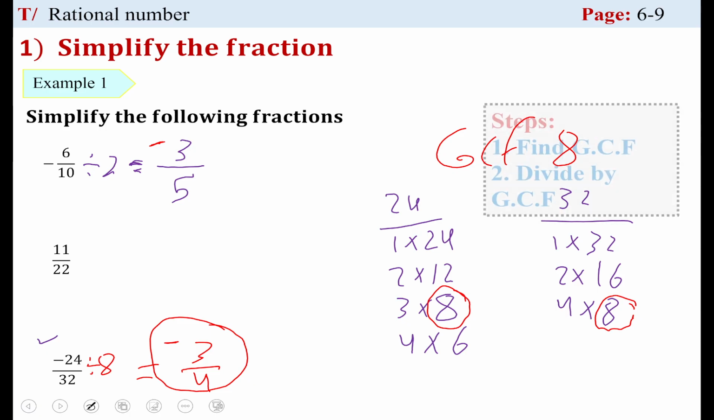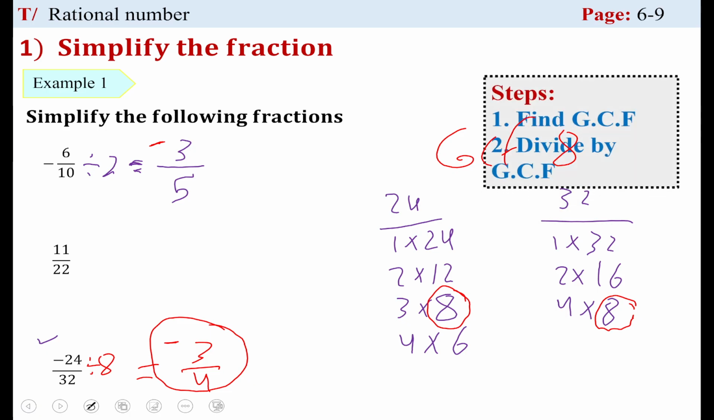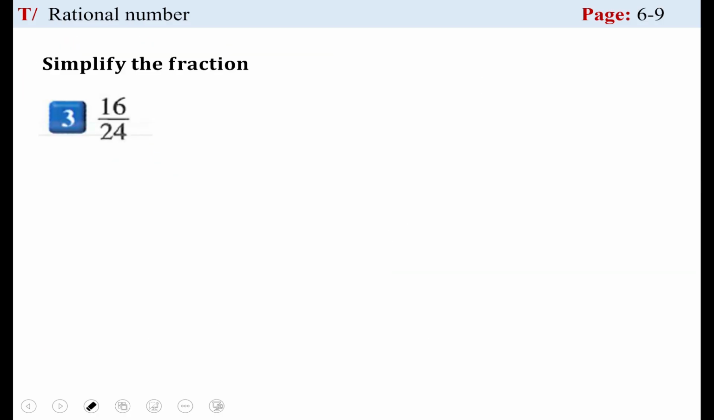Okay. These are the steps. Find the GCF. I found the GCF, which is 8. And the second step is to divide by the GCF. Okay. This question is the same, so you can do it by yourself.